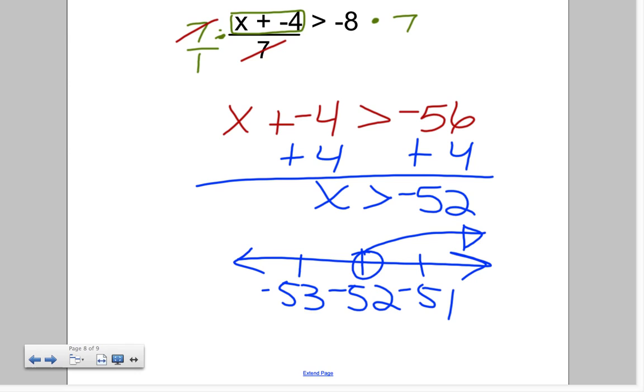Why? Because if you put negative 45 in for x, you add that to negative 4. The top of the numerator of your fraction from the beginning would be something divisible by what? 7. So could you think of a lot of different x values that are to the right of negative 52 that could make that a multiple of 7?